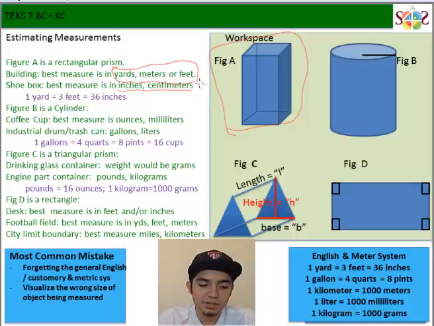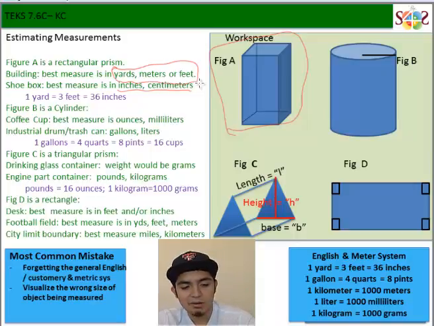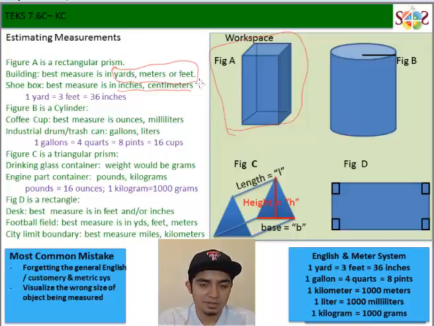Figure C is a triangular prism, and here we're going to try to solve for the best unit to weigh this object. So we have a drinking glass container. Since it's not that heavy, we're going to be using grams. However, for an engine part container, such as an engine block, we're going to be using pounds and kilograms, since that object is fairly large. And we wouldn't want to use grams, since we would have too many grams.